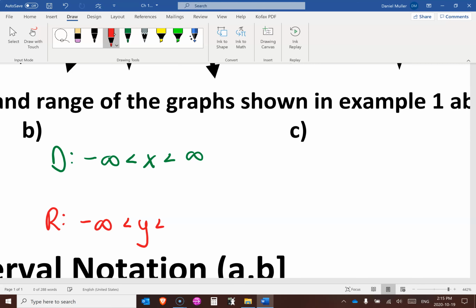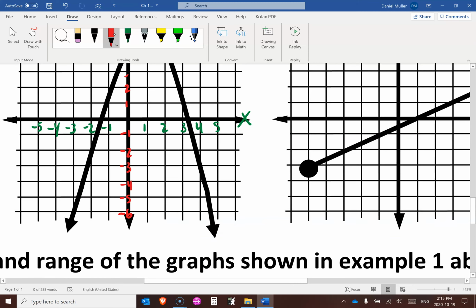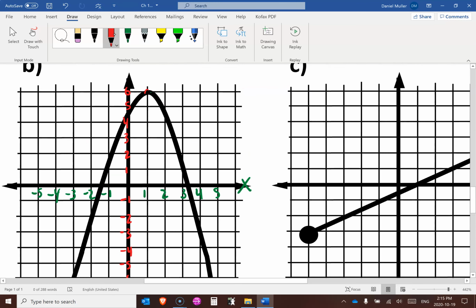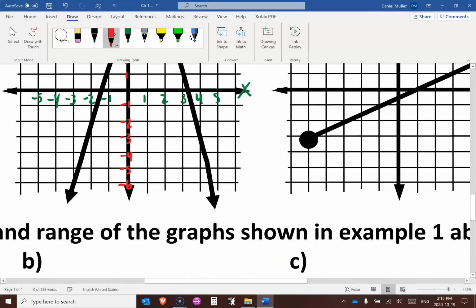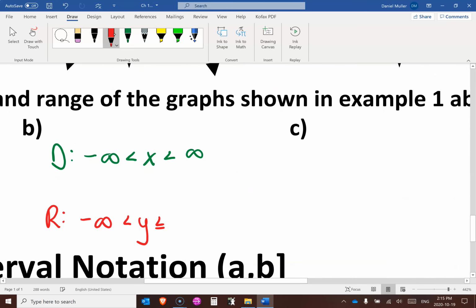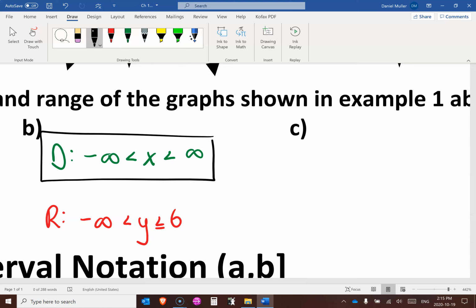So now how high does this thing go? Okay, well, the maximum height is right here. And that is a height of 6. So the highest it goes is 6, and it does equal 6 because there's not an open circle there. So that is our domain, and that is our range.